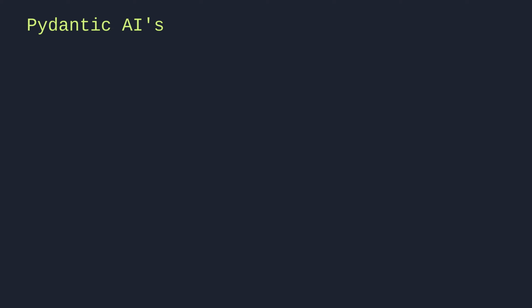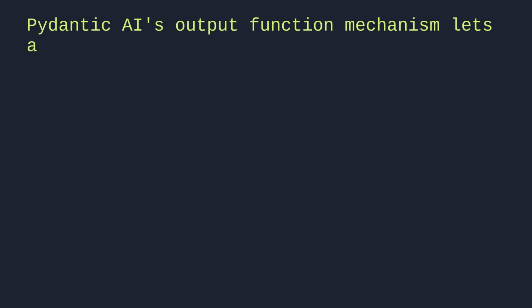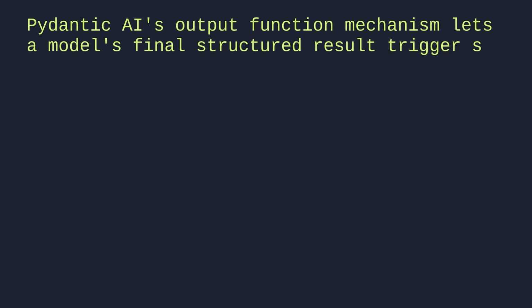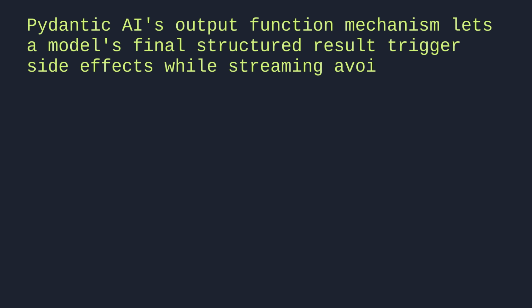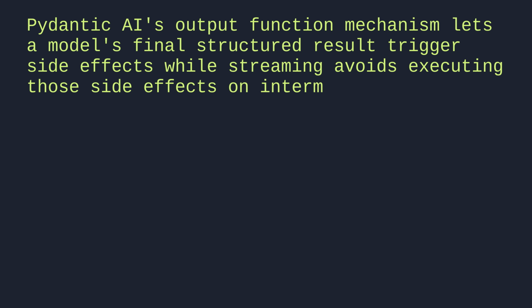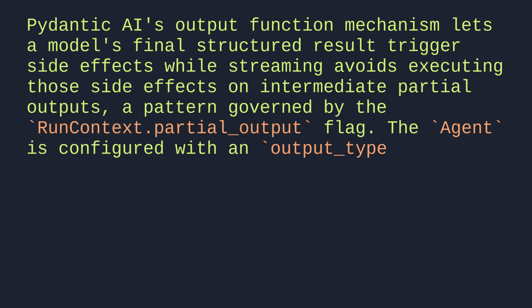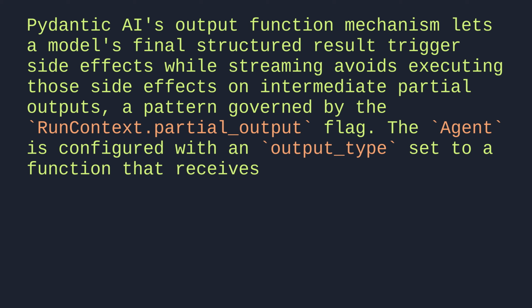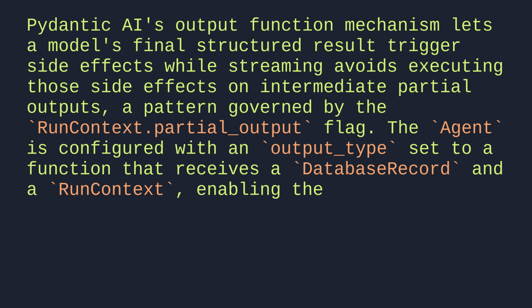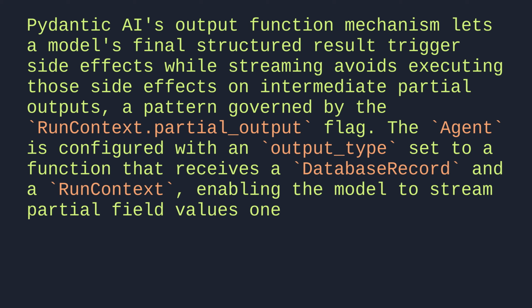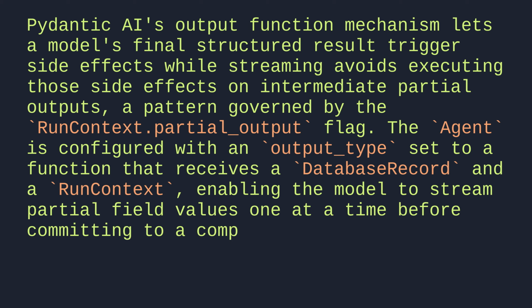Pydantic AI's output function mechanism lets a model's final structured result trigger side effects, while streaming avoids executing those side effects on intermediate partial outputs, a pattern governed by the run context partial output flag. The agent is configured with an output type set to a function that receives a database record and a run context, enabling the model to stream partial field values one at a time before committing to a complete record.